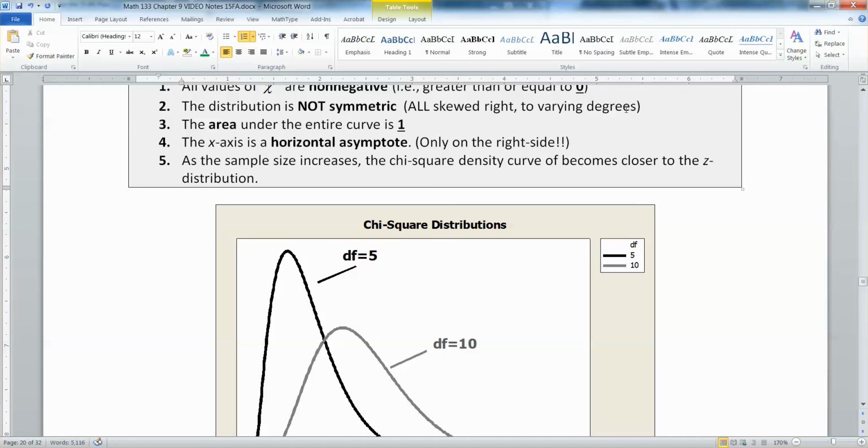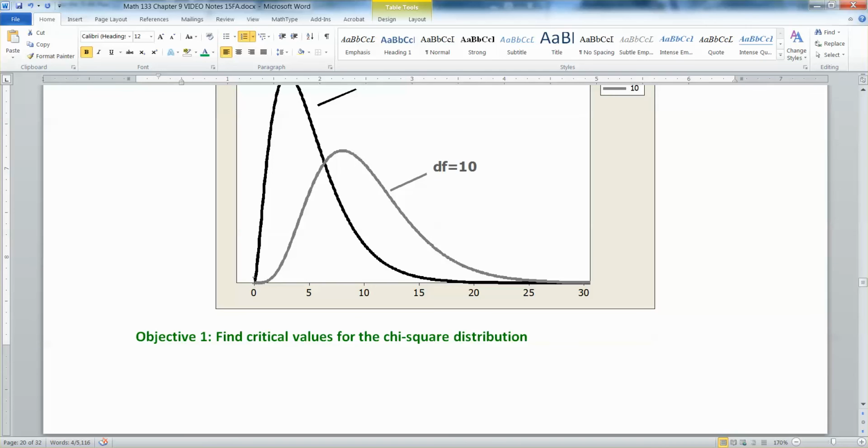All right, the x-axis is a horizontal asymptote, but only on the right side. Right? So only on the right side is it a horizontal asymptote, because on the left it actually stops at 0, 0. It stops at the origin. That's what these points are hitting at 0, 0. But over on the right, it surfboards along that x-axis over here. So that's the horizontal asymptote.